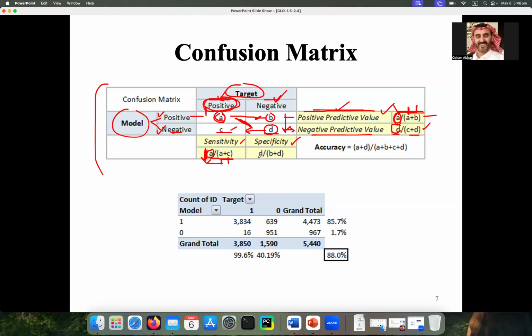The equation is D divided by B plus D. D is negative, predicted negative. And B is what? B was negative, predicted positive, and D is the same. So this equation is the opposite of the other equation, nothing else. Here we have a focus on the positive column. Here we have a focus on the negative column. This is called specificity. And the accuracy is what?